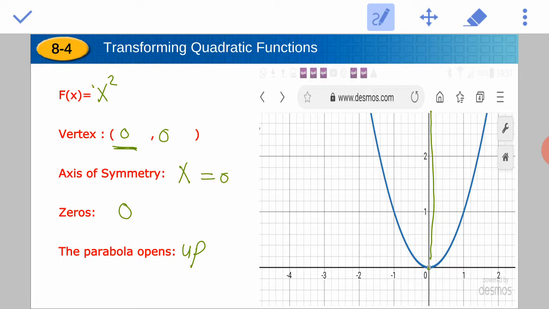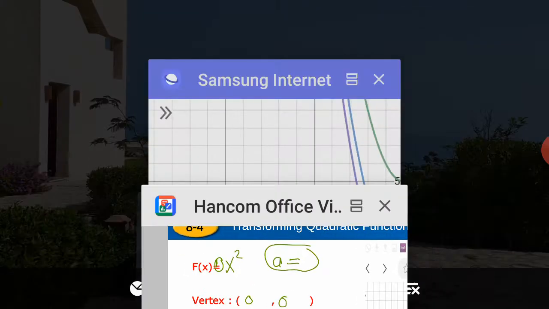Guys, this number in front of x squared is 1, and we use the letter a to refer to this number. So this a is very important. It determines the opening direction of the parabola, and also it determines the width of the parabola. How is that? Look at this, guys.